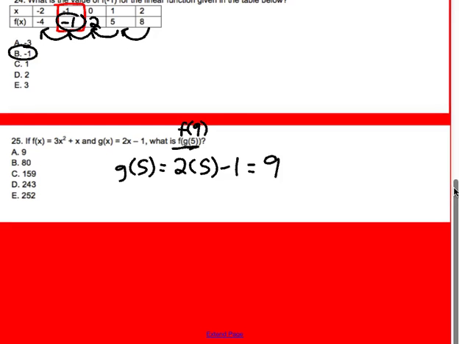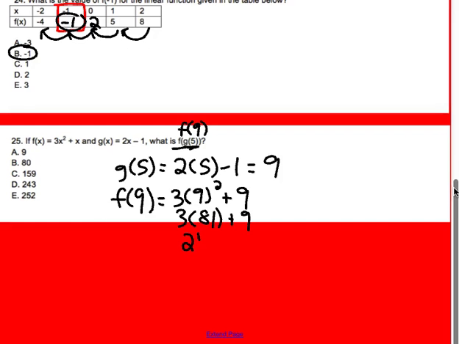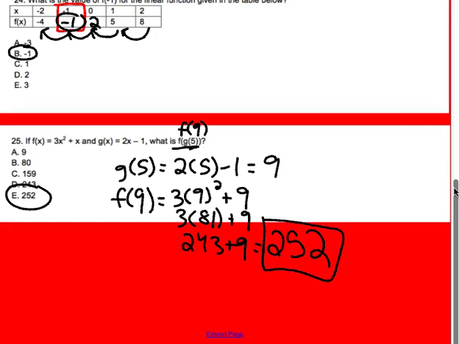So ultimately, what I actually want to find is what is f of 9. So I'm going to plug 9 into that other function now. So 3 times 9 squared plus 9. So 3 times 81 plus 9. 243 plus 9 is ultimately going to give you 252 as your answer, or that is going to be option E.